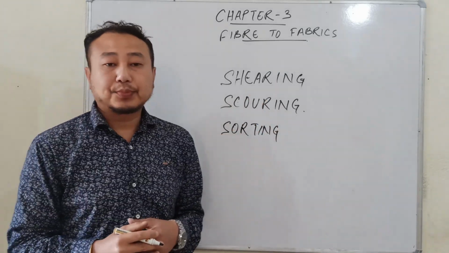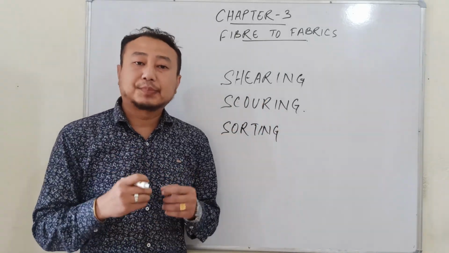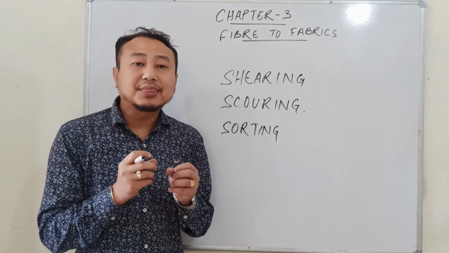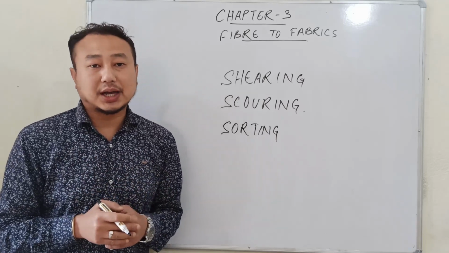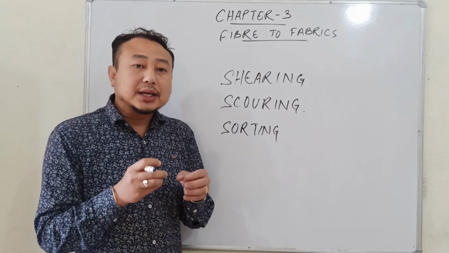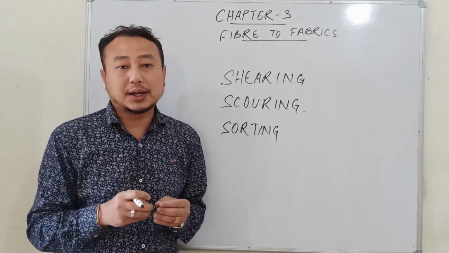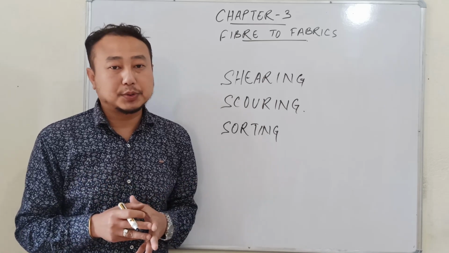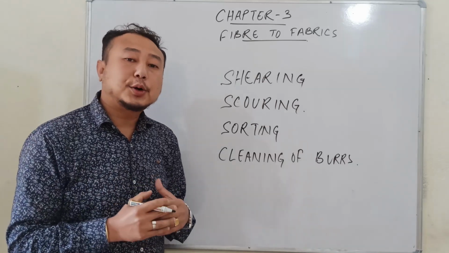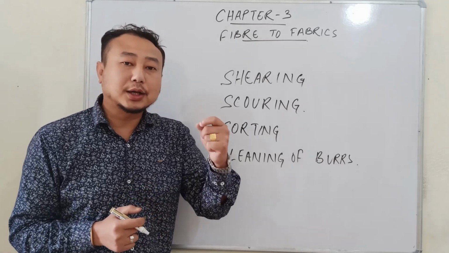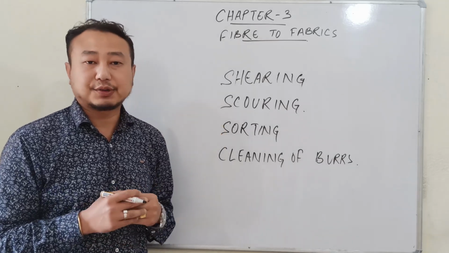In this step, the different types of fiber are separated out depending upon their length, their thickness, and their smoothness. After that, these separated fibers of different qualities and varieties are used for different purposes. The next step is the cleaning of the burrs, which are the thick, ball-like structures that are present on the fiber.